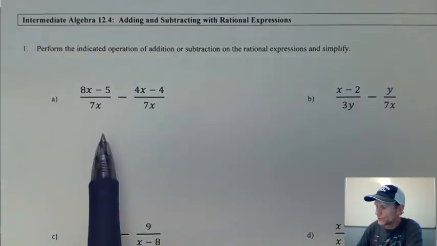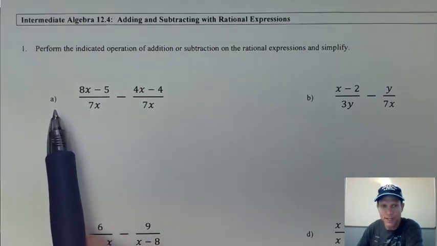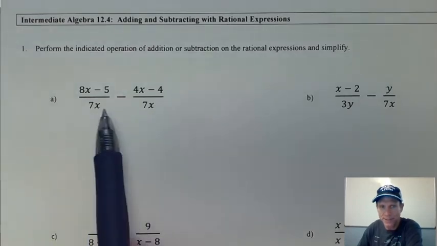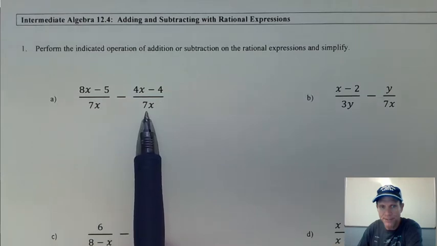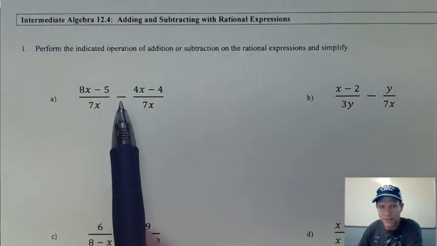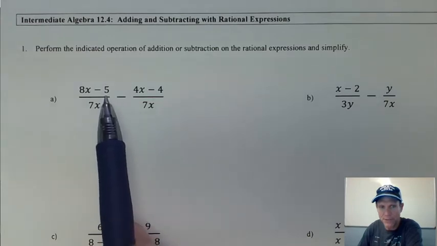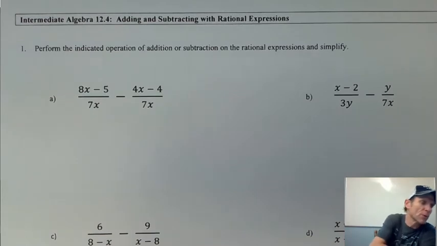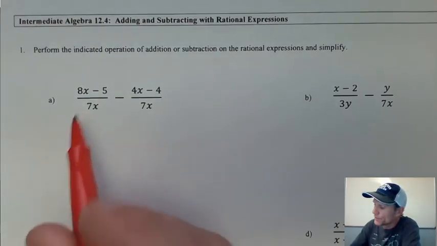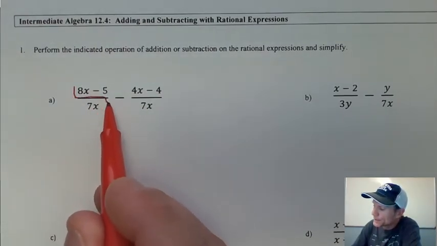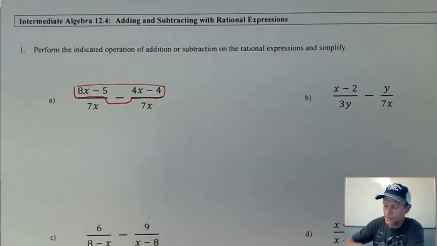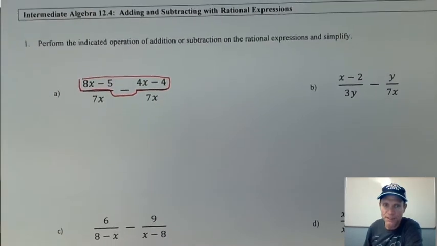So on this first one here, letter A, it's nice because if we look at our denominators, we notice that we have common denominators. And thinking back to working with fractions, if we have a common denominator and we're subtracting, then we just subtract the numerators. So the part of this problem that we're going to work on is this section, and we're just going to subtract the 4x minus 4.